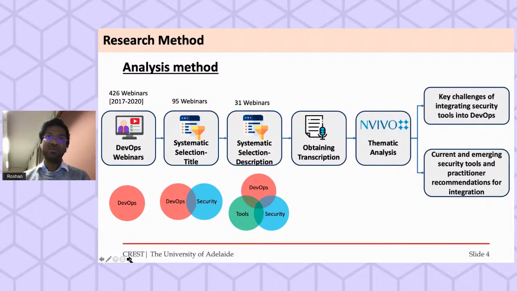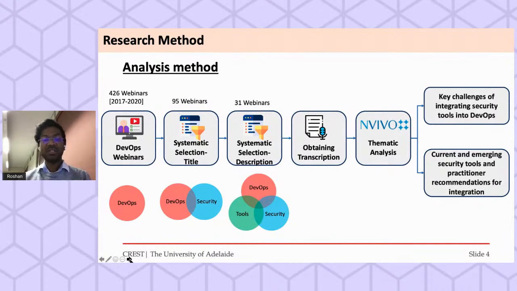Then we used the title to filter out the webinars, selecting videos with only a security focus. So we used the title, and we selected 95 webinars from that. So this is DevOps and security.